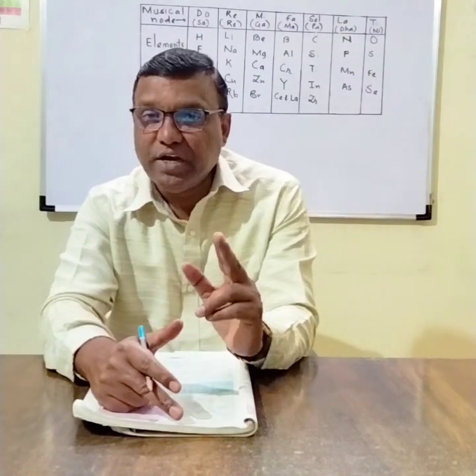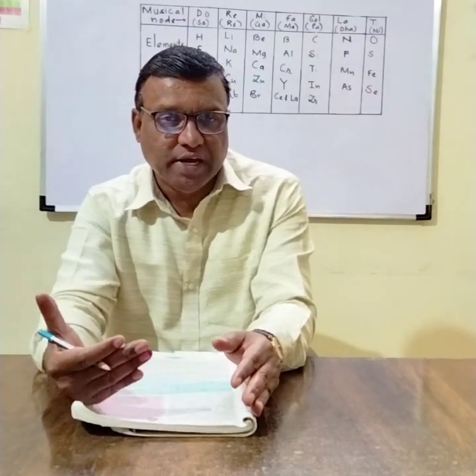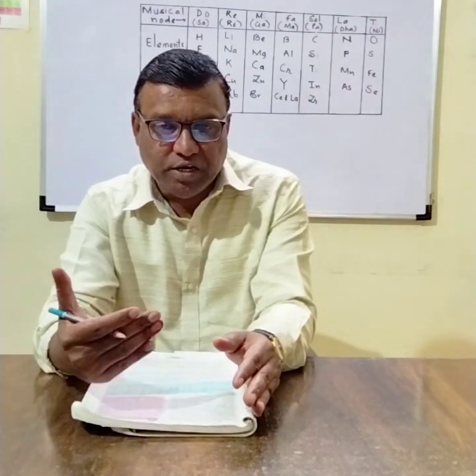So Newland was the second person after Dobereiner. You know Dobereiner tried to classify the elements and gave the name of his classification as Dobereiner's triad. After Dobereiner, Newland also tried to classify the elements according to his own method. That method is called Newland's law of octave.